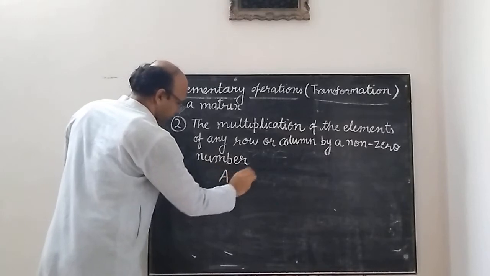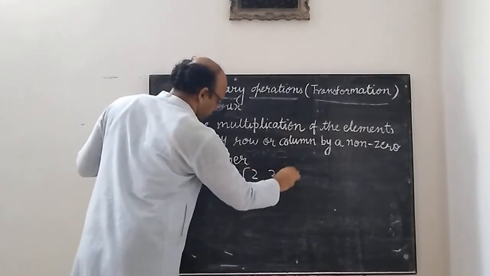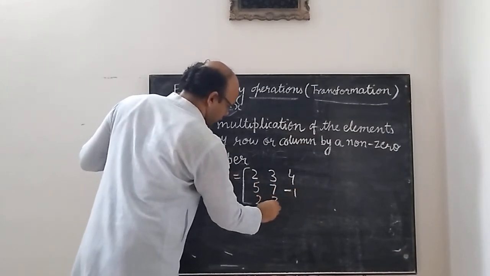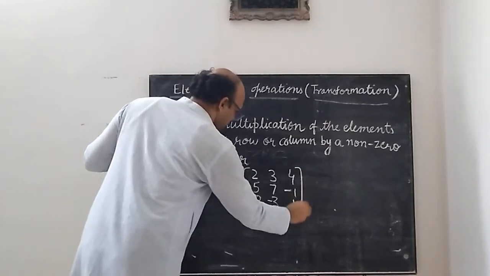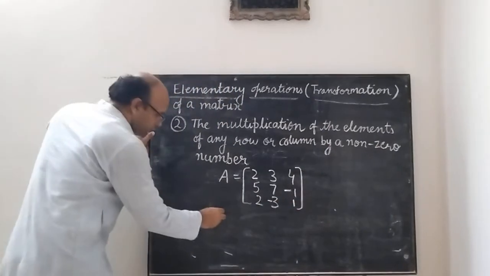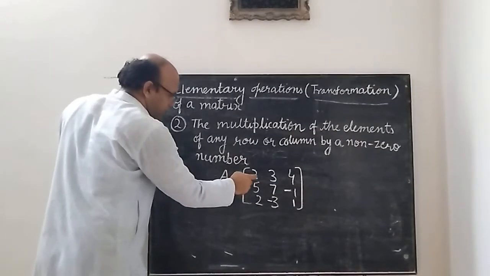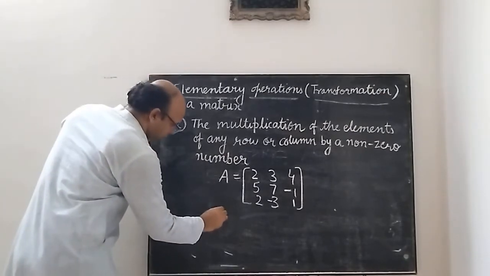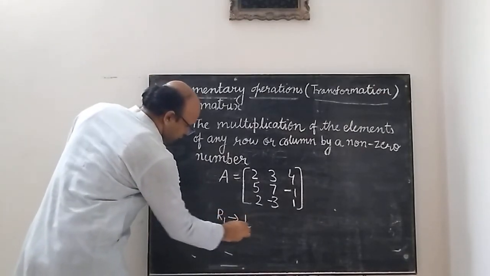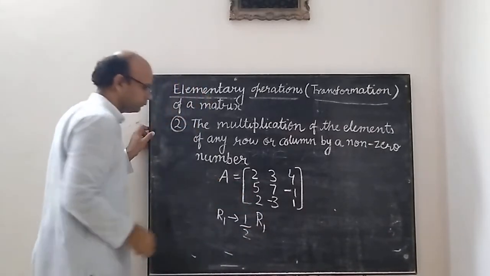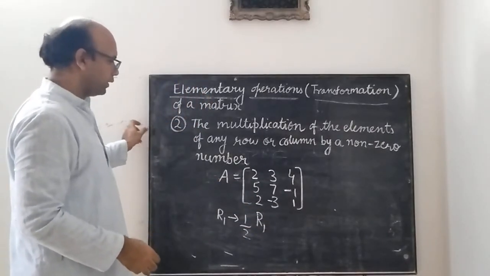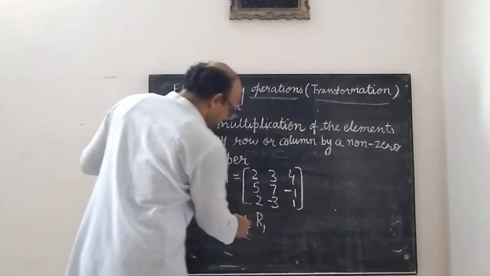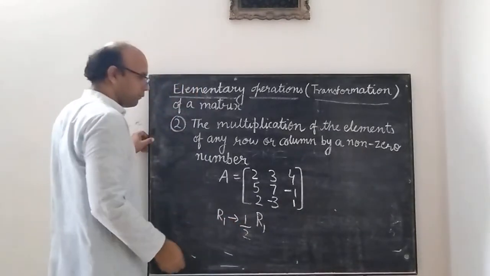You have a matrix, say 2, 3, 4, 5, 7, -1, 2, -3, 1. This is a matrix given to you. Now if you say I somehow want to make it say 1 over here, so what could be the operation? The operation could be R1 is say 1 by 2 of R1. So what we are doing is we are making it as 1. So how do we make it 1? We divide it by 2. So we are actually multiplying by 1 by 2.